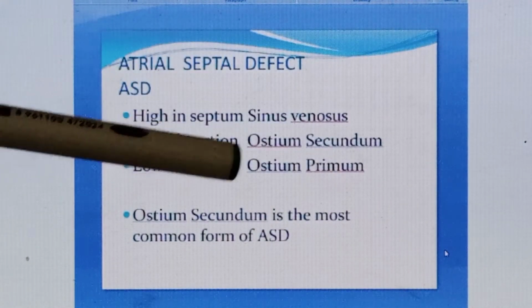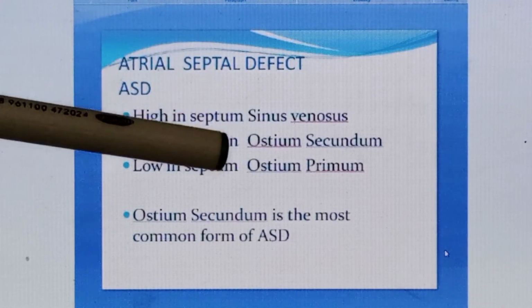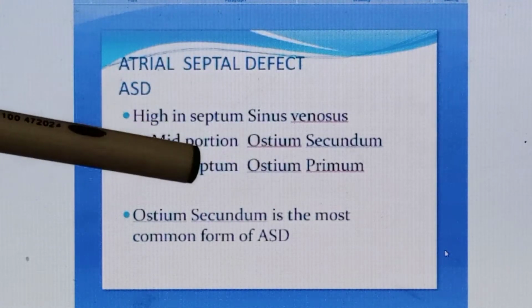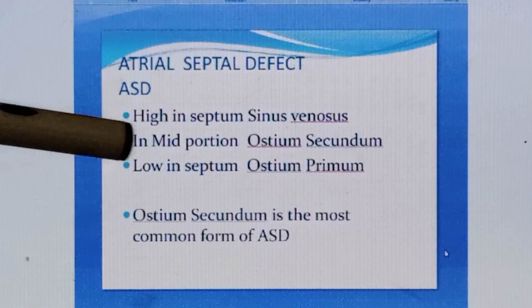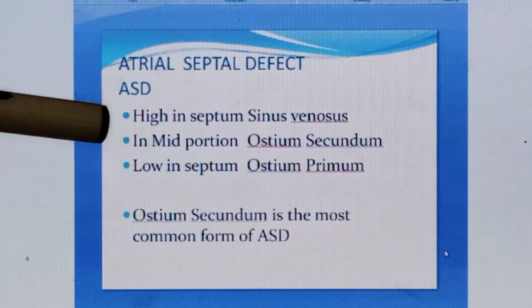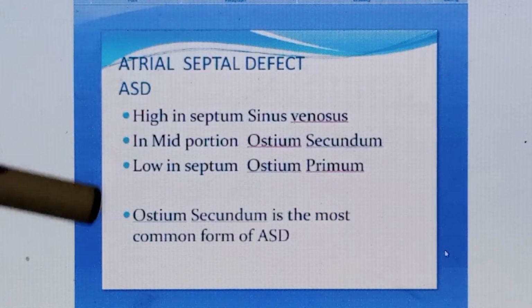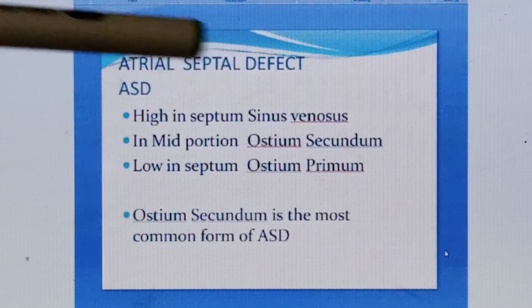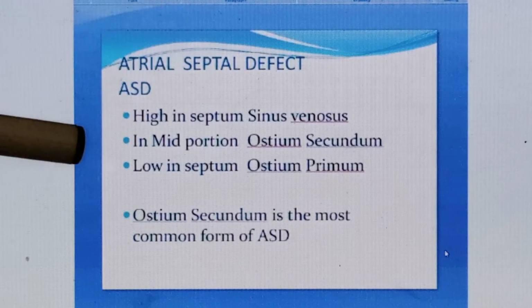So this ostium primum defect is usually associated with defects in the mitral valve as well, because of the same origin from the endocardial cushions at the lower region in the septum. So the ostium primum defect is usually associated with mitral regurgitation, but the most common type of atrial septal defect, in 90% of the cases, is the ostium secundum defect.